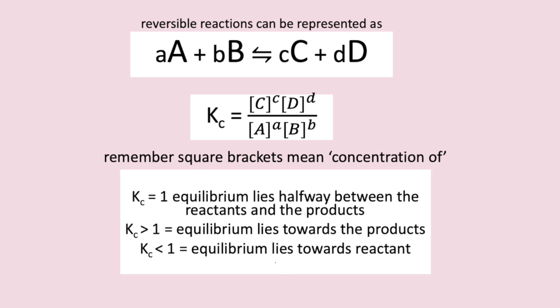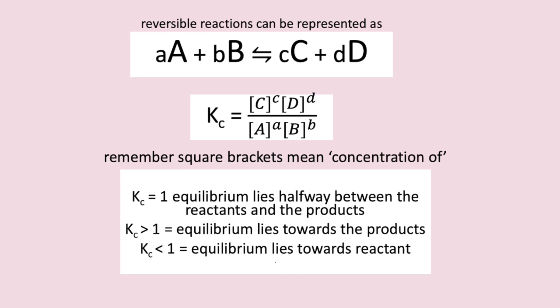The last thing we will look at today is the equilibrium constant. A reversible reaction can be written as follows. The lowercase letters represent the balanced number of moles, the stoichiometry of the equation. The equilibrium constant can also be referred to as Kc, and it is written as follows. The moles go as the powers of the products or reactants, which are written in square brackets. Square brackets mean concentration of.